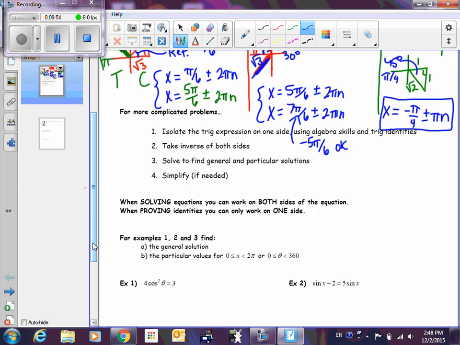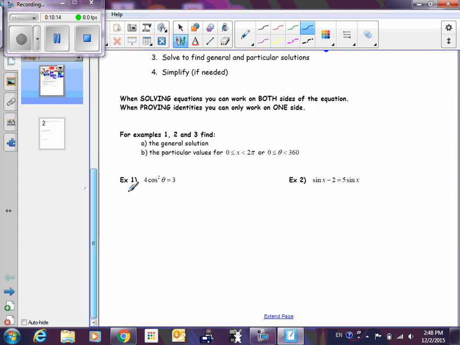So what we're going to do is step up the problems just a little bit using some of our trig identities. The first thing is you're always going to isolate the trig expression on one side using algebra skills and trig identities. We're going to take the inverse of both sides. And then we're going to do everything else that we did before. Okay, there's a little caveat here. When solving equations, we can work on both sides. When we're proving, we have to only work on one side. So this is not the exact same thing as a proof. All right, so first example, is the trig by itself?